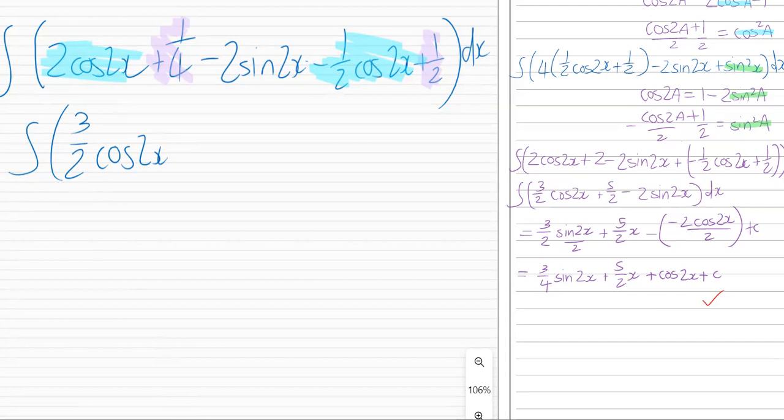Well, let me do it a little bit more mathy and bring this down. I just brought that down. So a little bit more mathy is you would find a common denominator of 4. So this 1/2 would become 2/4. And so it becomes 3/4.